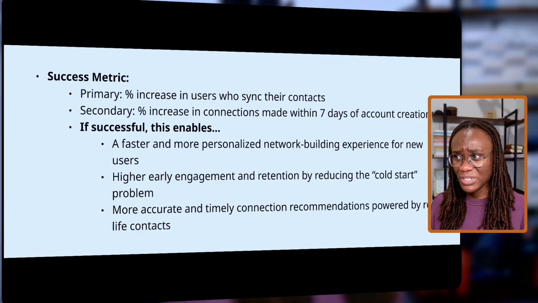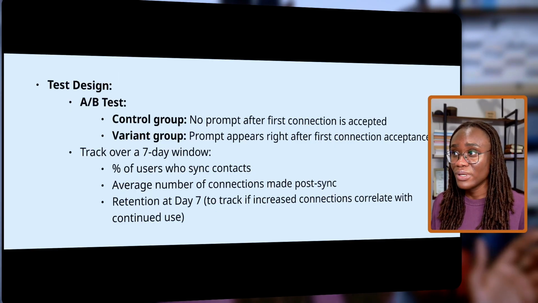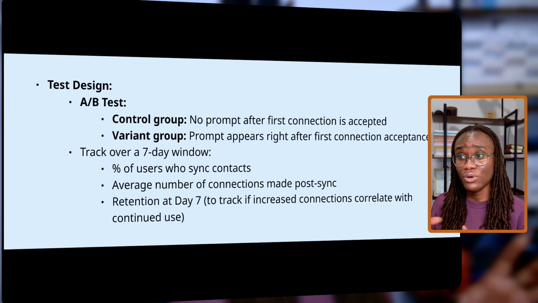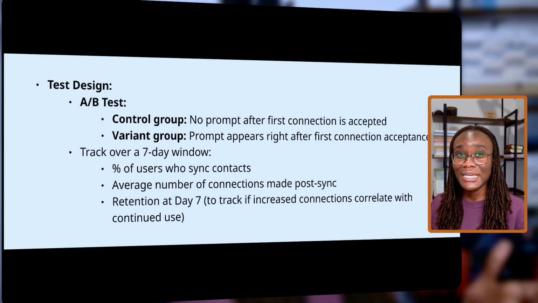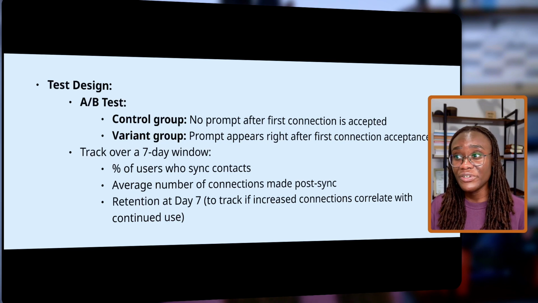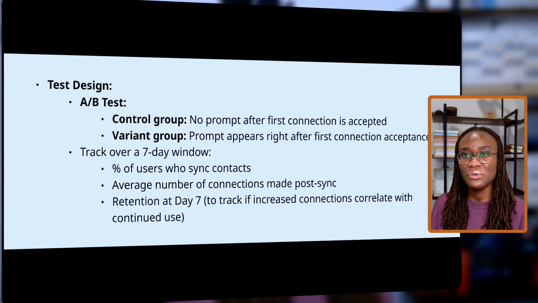Once you've defined your metrics and the criteria for the experiments to be successful, you design what the experiment will look like. Typically, it can be an A/B test where you have a control group of users that you don't give any prompts to connect their contact list once they make their first connection. And you may also have a variant group that is shown the prompt right after their connection to connect their contact list. Tracking this over, let's say, a 7-day window.